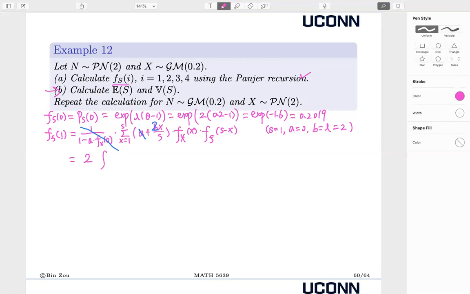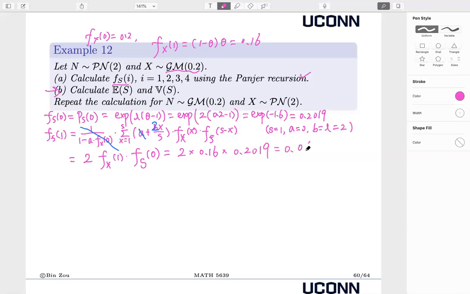Now I have f_X at 1, and f_S at 1 minus 1, which is 0. Now I need to know the probability of X at 1. That is 1 minus theta times theta, and f_X(0) is theta, so it's 0.2. So here is 0.2 times 0.8, so 0.16. So this is 2 times 0.16 times 0.2019. Basically, you will get a result of 0.0646.